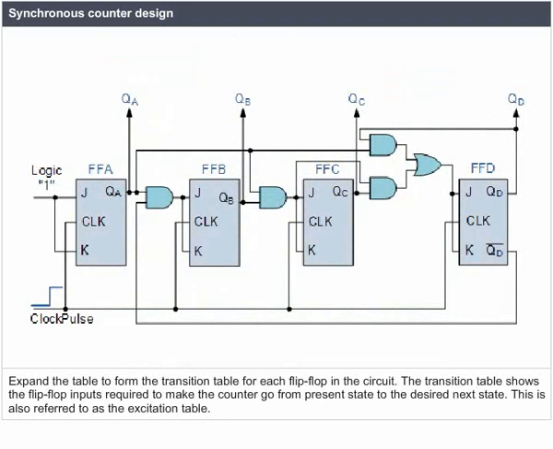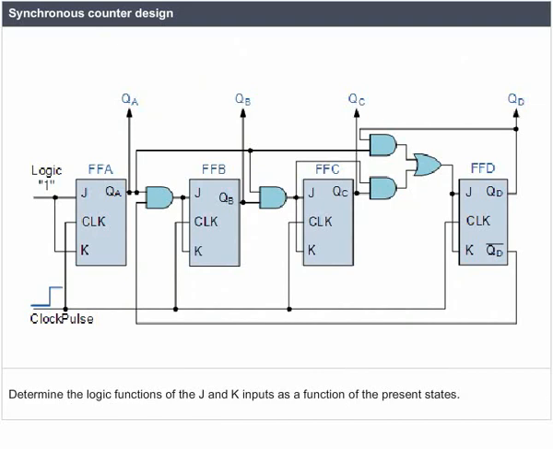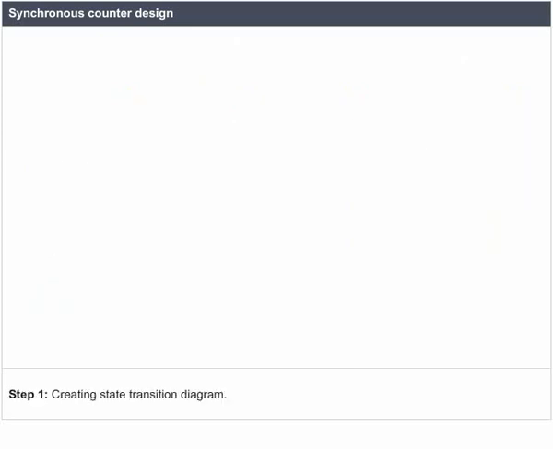The transition table shows the flip-flop inputs required to make the counter go from present state to the desired next state. This is also referred to as the excitation table. Determine the logic functions of the J and K inputs as a function of the present states. Analyze the counter to verify the design. Construct and test the counter.